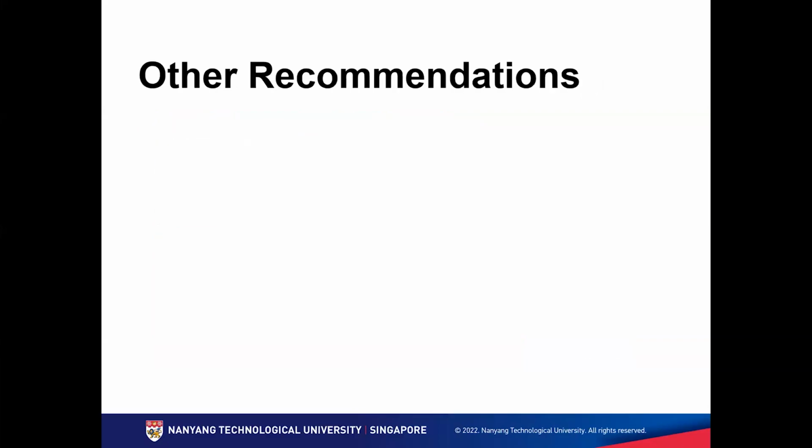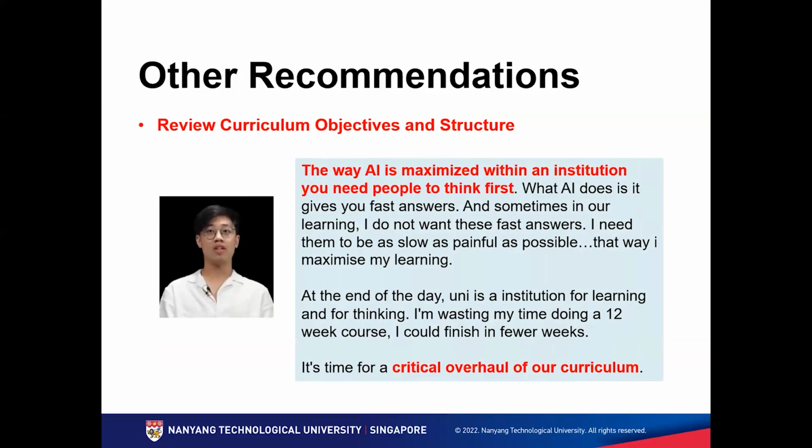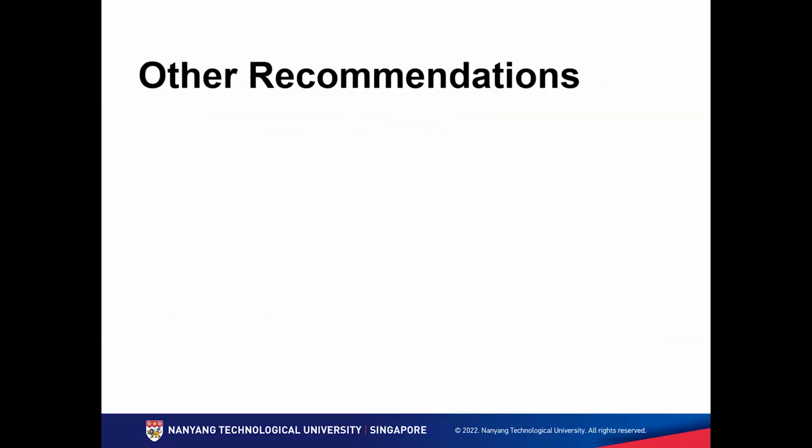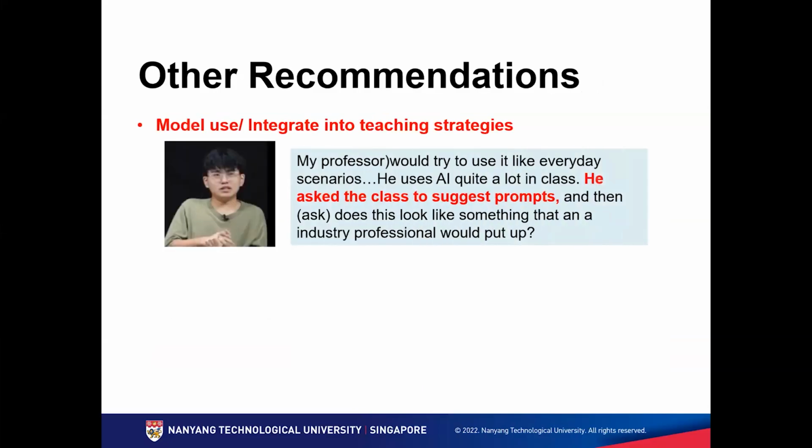Other recommendations on the need to review curriculum objectives and structures. They wonder aloud if the university has spent time to think through how AI can be harnessed to speed up some parts of the curriculum, or even to enable a more flexible curriculum, asking for a critical overhaul and update to the curriculum. They share how they like lecturers who demo use of AI in the classroom. I think this is Andrew's student.